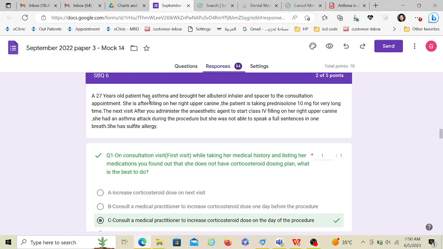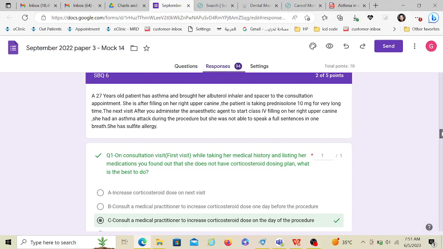So now let's jump onto our first sub question, after knowing a brief history about how to tackle asthma. On the consultation visit, that is the first visit, while taking her medical history and listing her medications, which included prednisolone, you found that she does not have a corticosteroid dosing plan. The patient does mention that she's been taking prednisolone, but she doesn't know how many times she takes it or when she's required to take more or less. So in that scenario, what would you do?